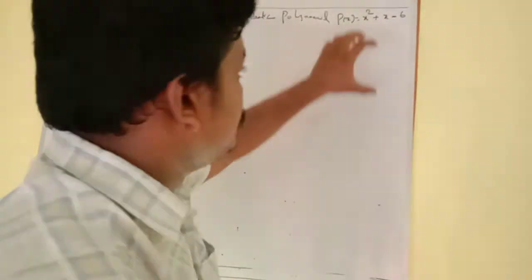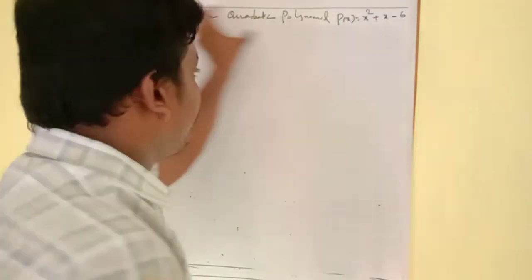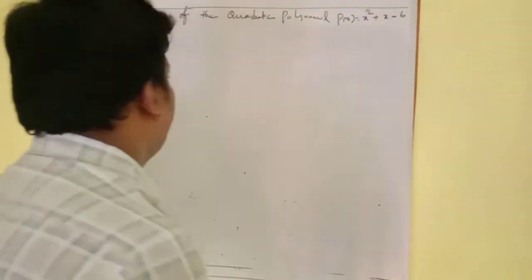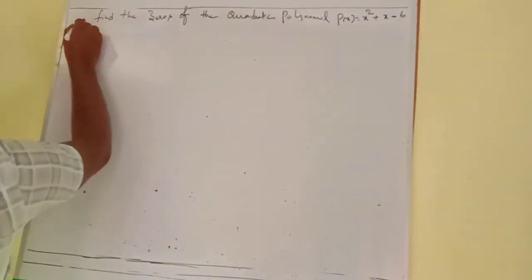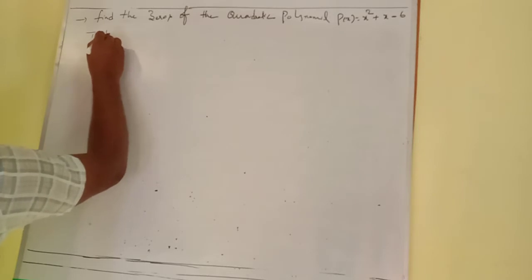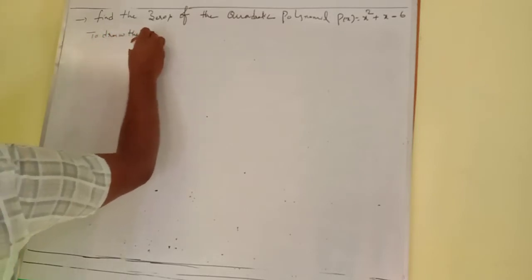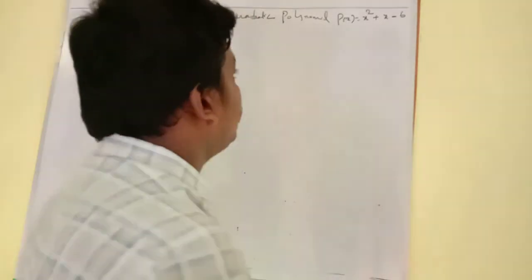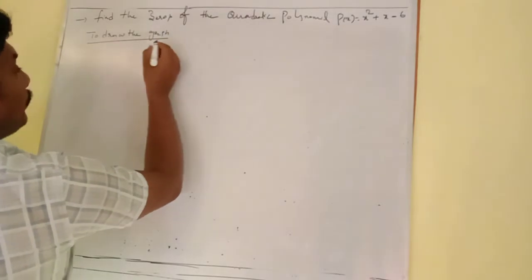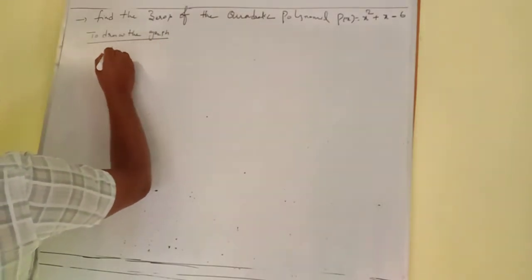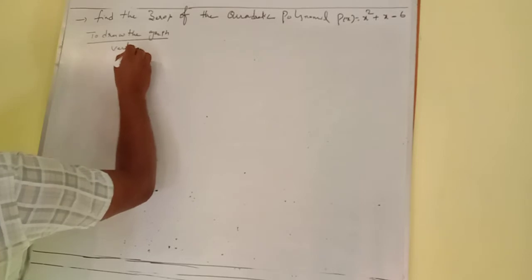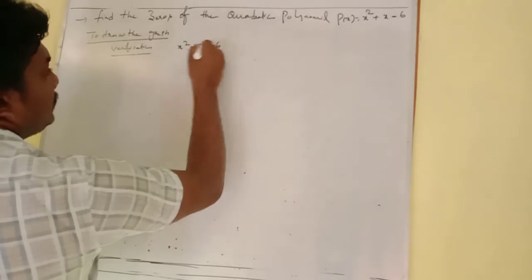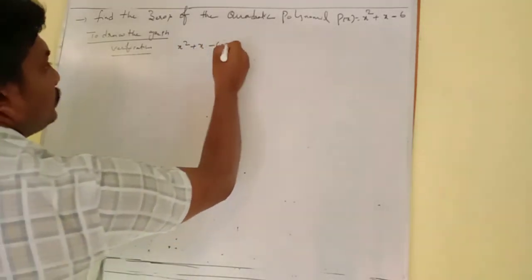Now we are going to find the zeros of this quadratic polynomial and also verify the zeros by the algebraic method. To draw the graph of this one, first we have to verify this by the algebraic method. So first, verification: x square plus x minus 6. Keep this value as 0.